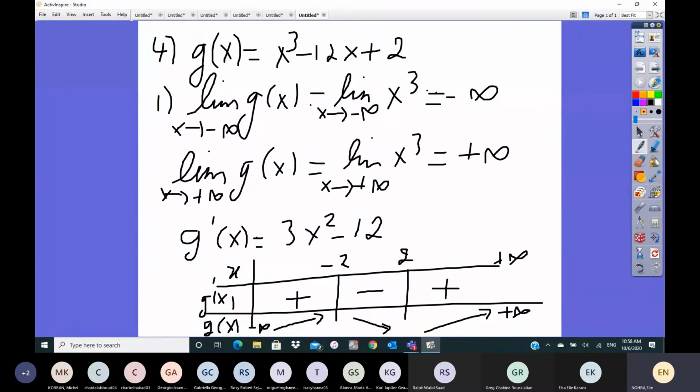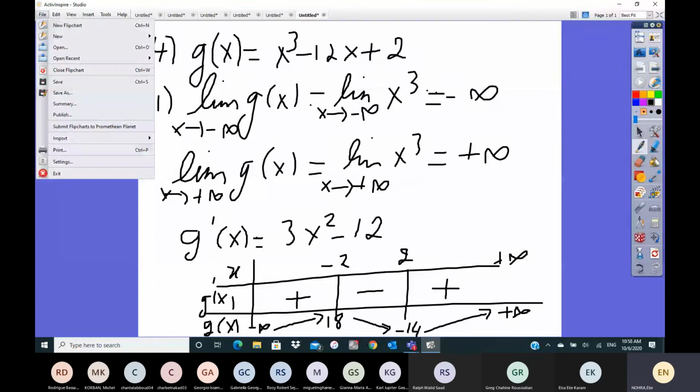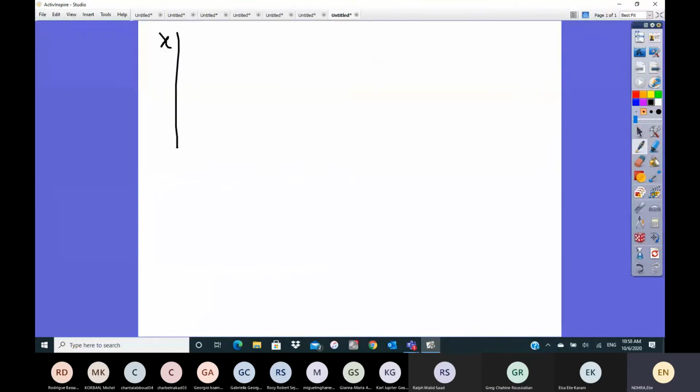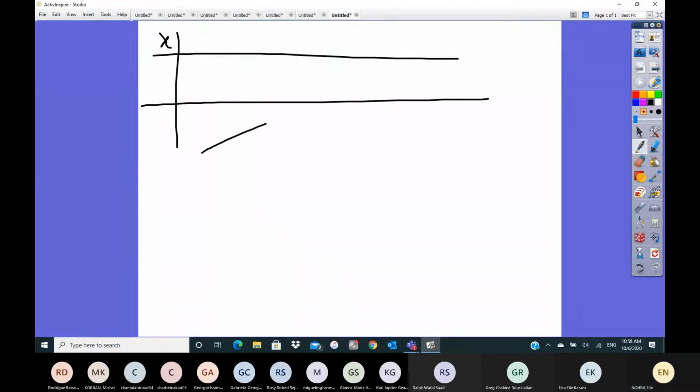Can you guys find the values at minus 2 and 2? Yes, sir. At minus 2 it's 18, and at 2 it's minus 14. Okay, check this out, guys. For the first, let me copy it back. No big deal, since it increases to 18, then decreases to minus 14, then increases to plus infinity, right?